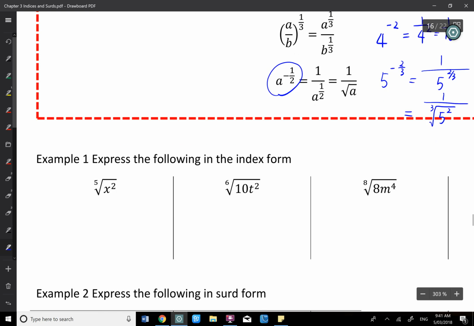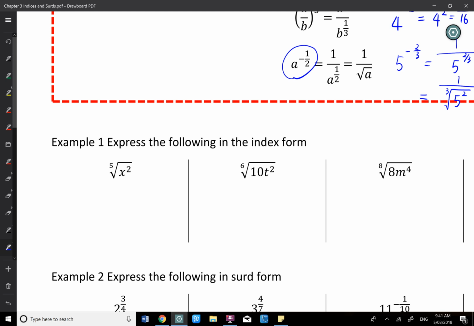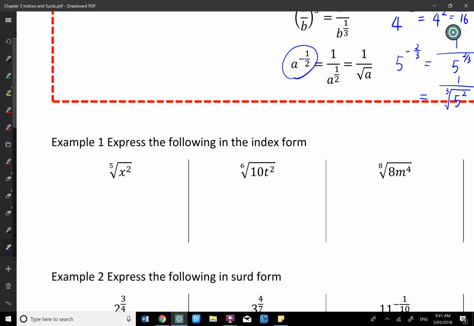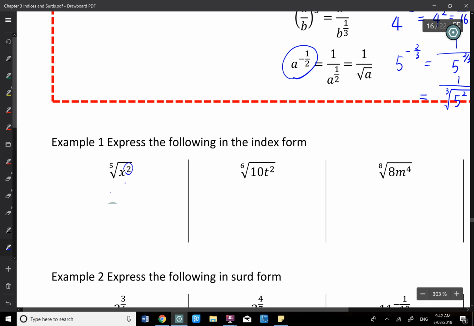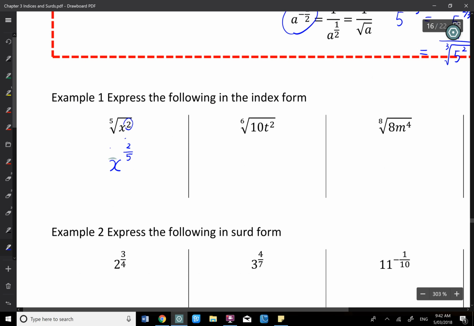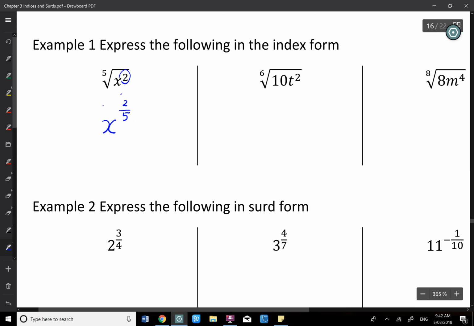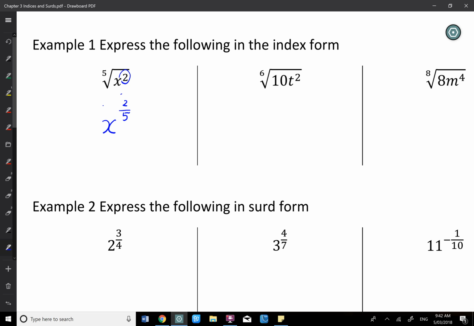Okay, let's have a look at some examples, which are quite interesting to think about. If you look at the numerator, I can write x to the power of 2 over 5. So that is the power form. This is the root form, what is given, and then what you can do is put it into the power form, index form. The power is the numerator, and the root is the denominator.